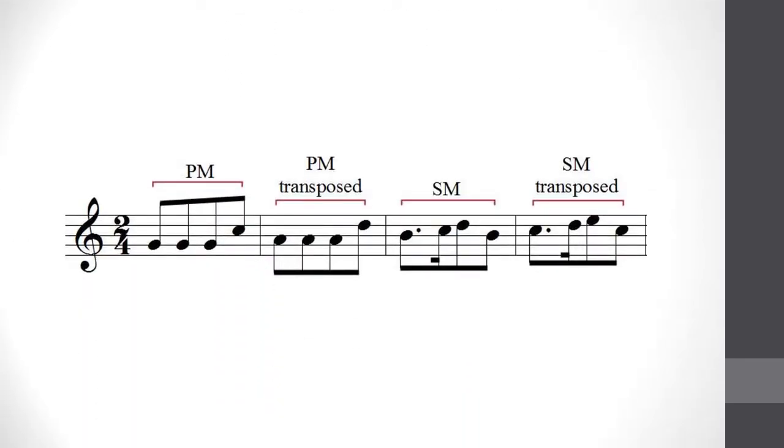In the following example, the primary motif consists of 3 repeated pitches followed by the interval of a fourth. This primary motif is then heard again in the second measure, transposed a step higher. The secondary motif consists of 3 notes stepping up followed by a skip down. The secondary motif is then heard again in the fourth measure, transposed a step higher.